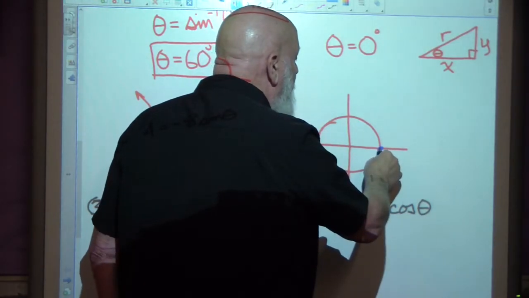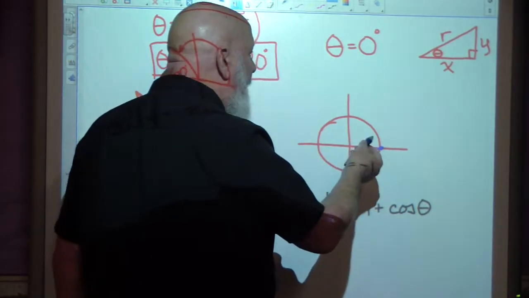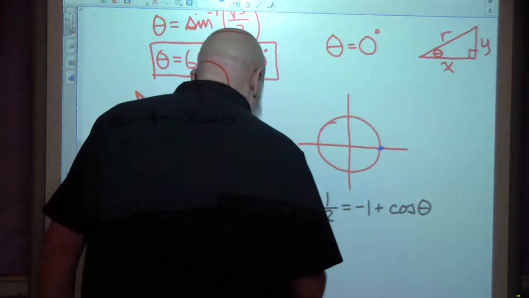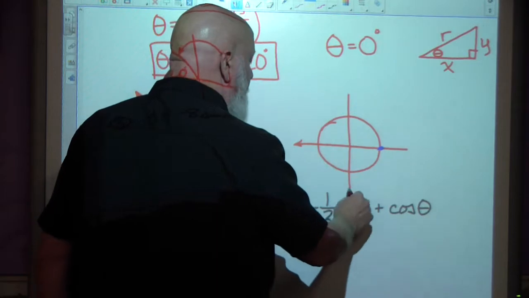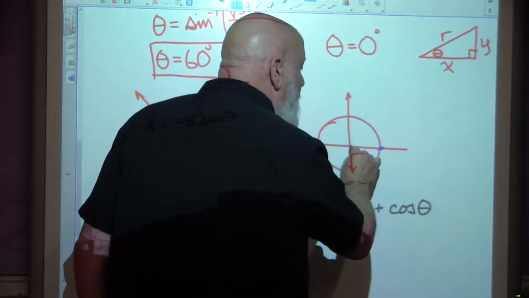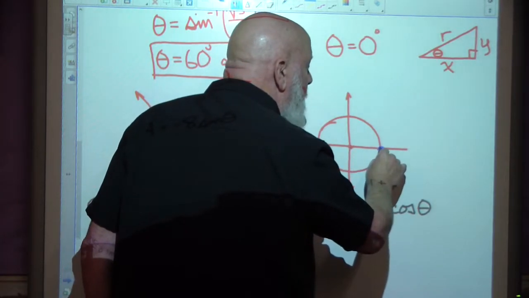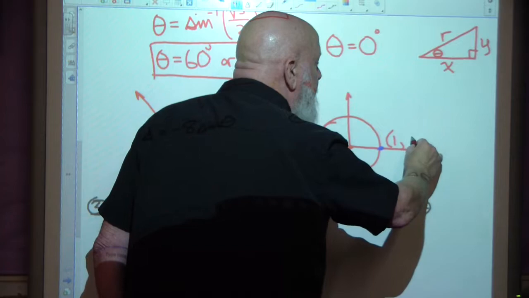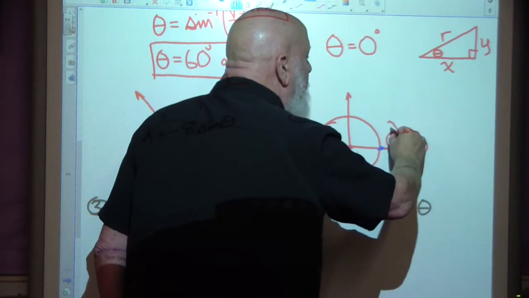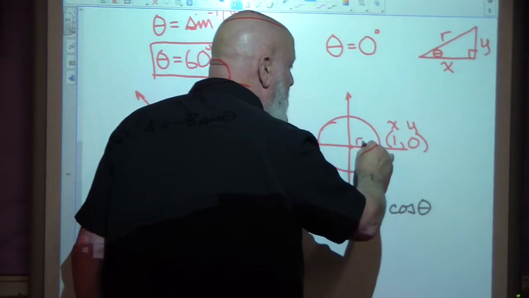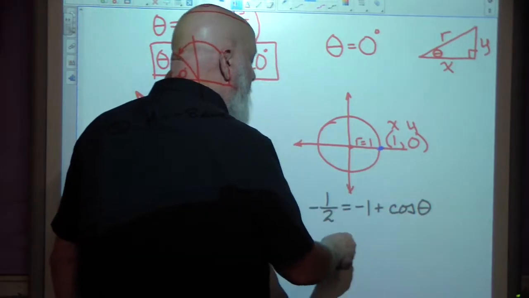I want to know where else might that happen in the unit circle where we have a quadrantal angle. So what I'm going to do is say, if this is a unit circle and the radius is 1, the coordinates of this point right here are over 1, up 0. That's an x value and a y value. And the radius is 1. That's the definition of a unit circle.